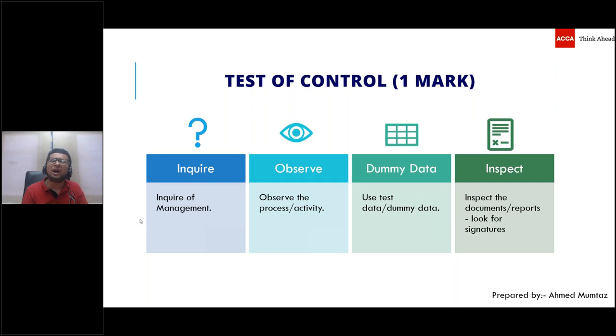Ubaidullah, basically you can't re-perform, because re-performance is a word associated with substantive procedure. What are you going to re-perform? If you are going to enter certain data, that's what we call dummy data.